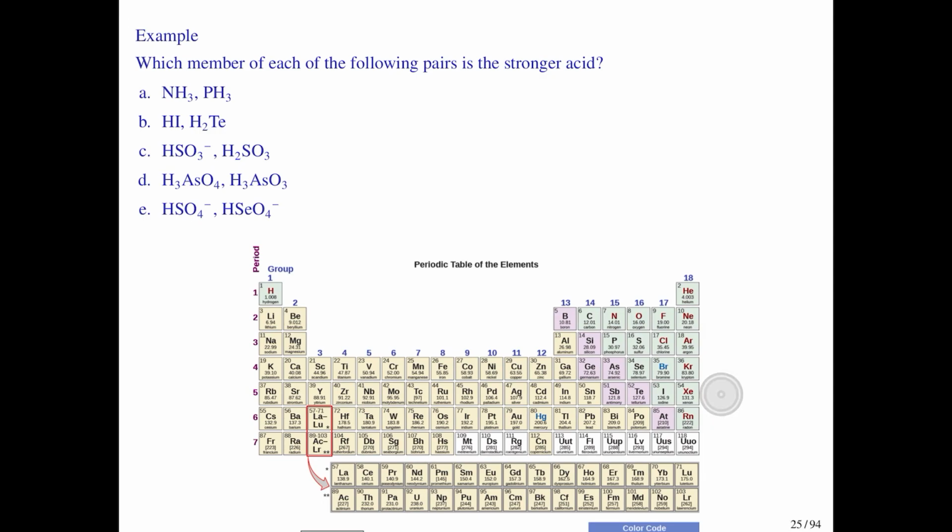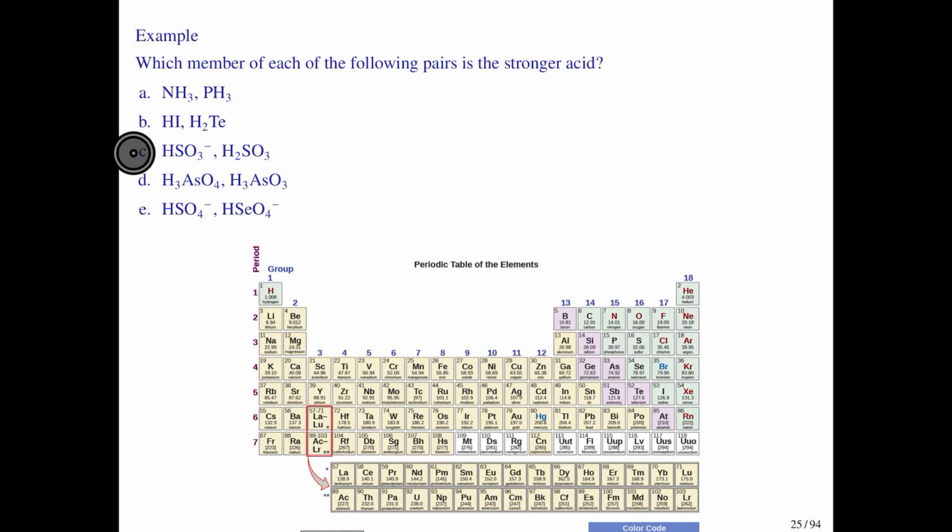We'll use the fact that iodine is going to have a larger electronegativity difference with hydrogen compared to tellurium. Because iodine is more electronegative than tellurium, we would expect the HI bond to be more polar, and therefore it will be easier to donate the proton away in hydroiodic acid. So hydroiodic acid is the stronger of the two acids in this example.